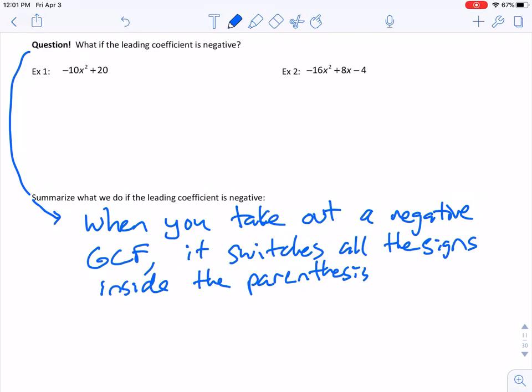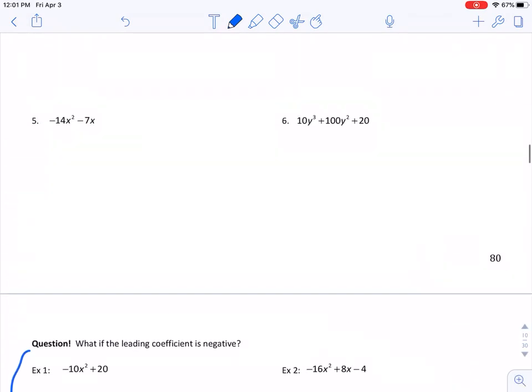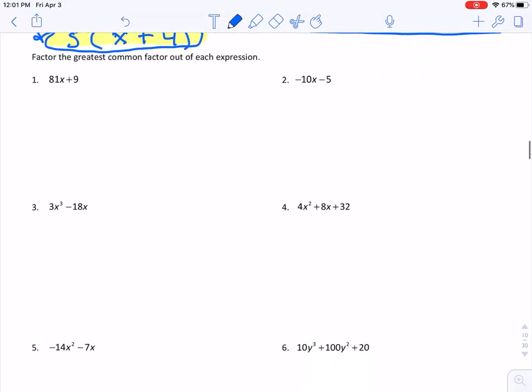So let's actually do a couple more problems, because it takes some practice to get pretty good at this. So I'll do number 3. Okay, and I'm going to try to do this quicker.